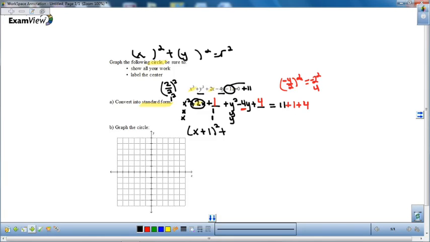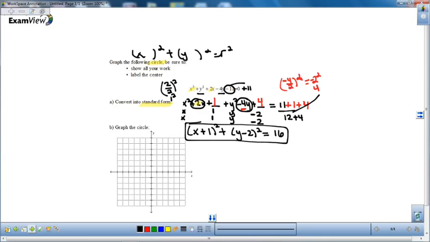Two numbers multiplied together that give you y squared. Two numbers multiplied together that give you 4. That when you cross multiply, they need to give you negative 4. And then 11 plus 1 is 12, plus 4, that would be 16. So there's my equation in standard form.